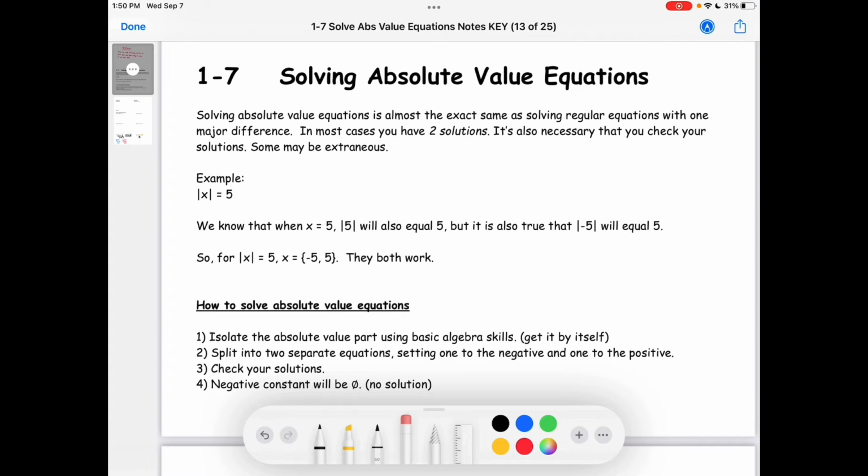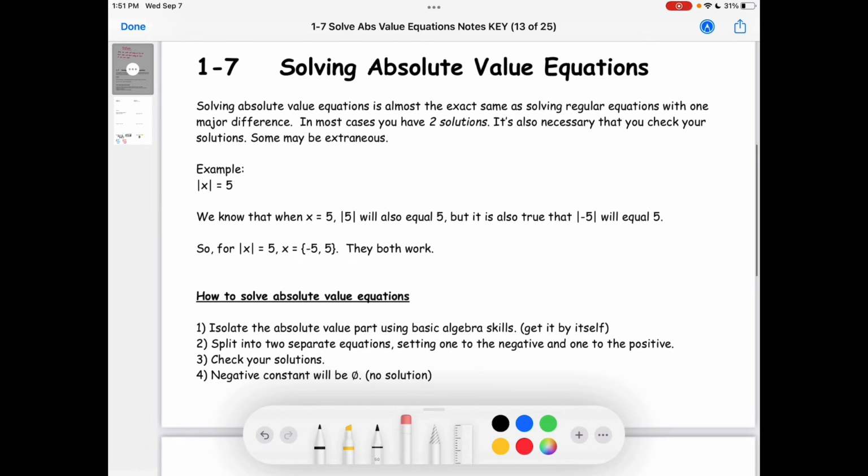All right, y'all, we're taking a look at the 1-7 notes, talking about solving absolute value equations. So I want you to think for a second about absolute values, okay? What an absolute value actually means.